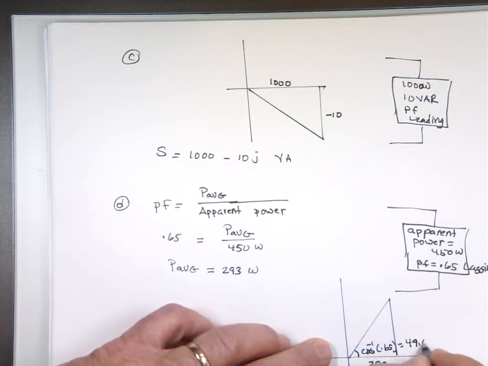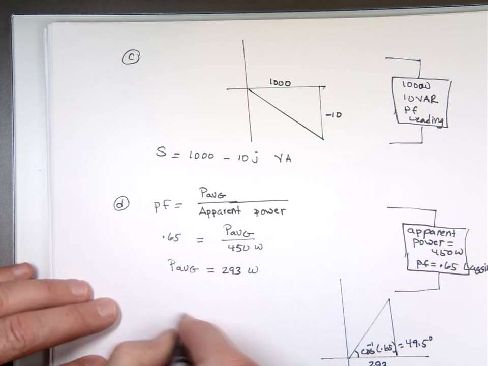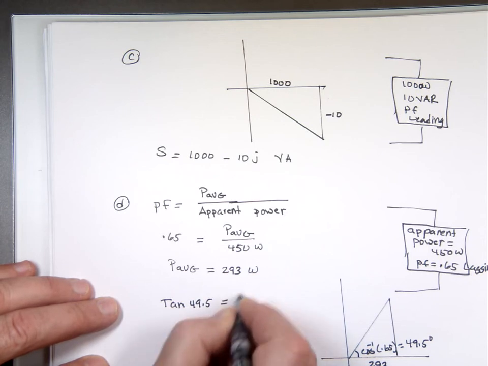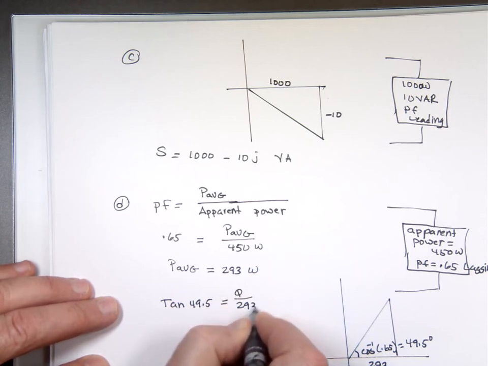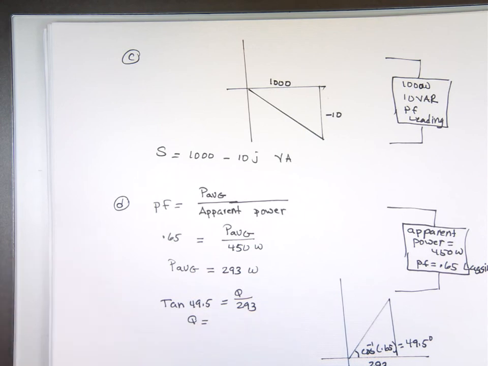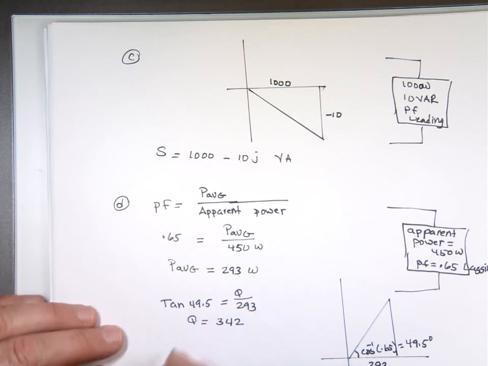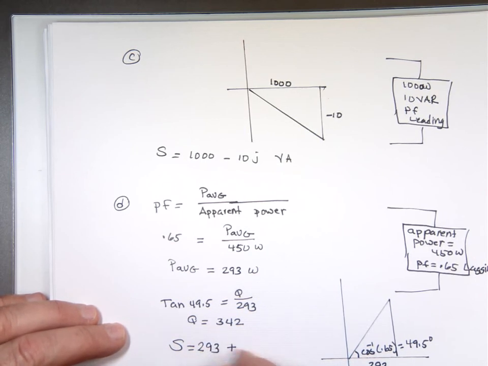So I can say tangent of 49.5 equals Q over 293. We can get what Q equals: tangent of 49.5 times 292.5 is 342. So what's the complex power now? 293 plus j342 VA.